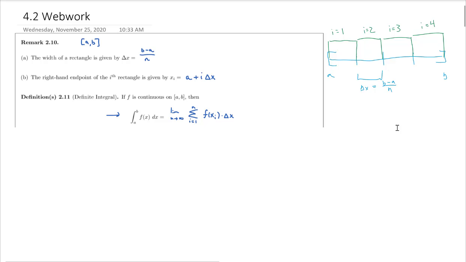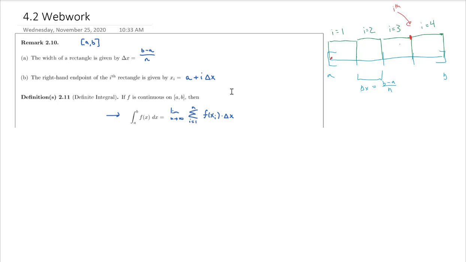Arbitrarily, let's say that we're trying to find the right endpoint of the ith rectangle. In this case, this would be the right endpoint of the third rectangle. But we want to be able to index this in terms of i. We want to be able to find the right endpoint for any rectangle. If I just give you an index, tell me the right endpoint of the 15th rectangle. What's the formula for getting that endpoint? So how are we going to find this third one?